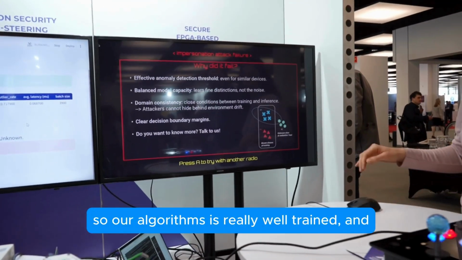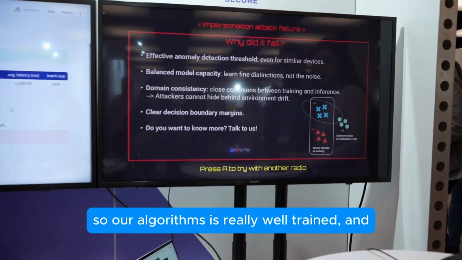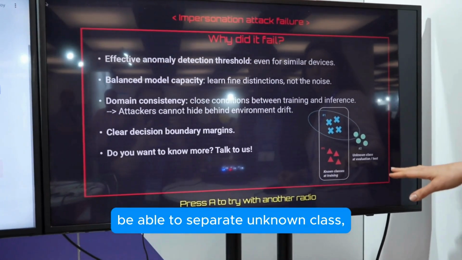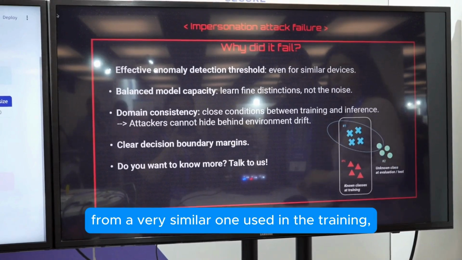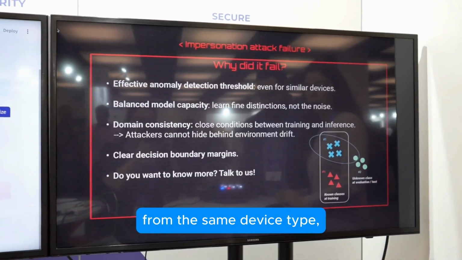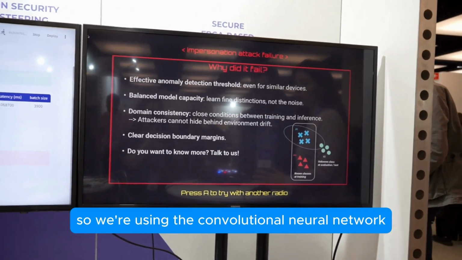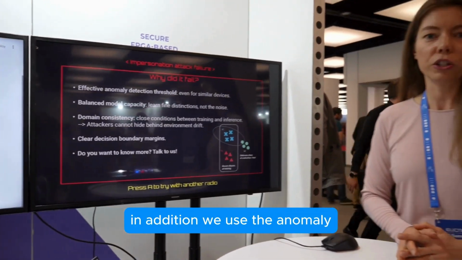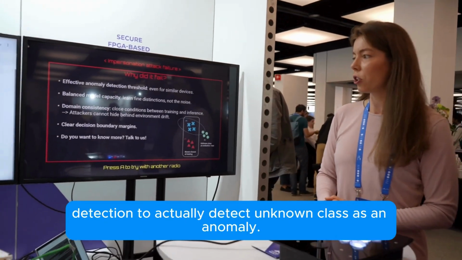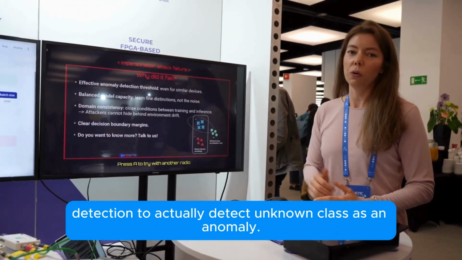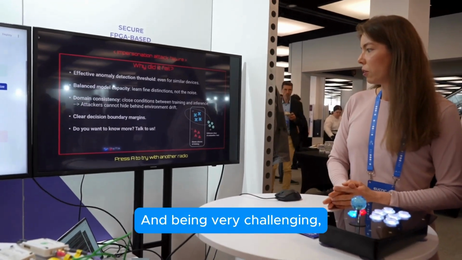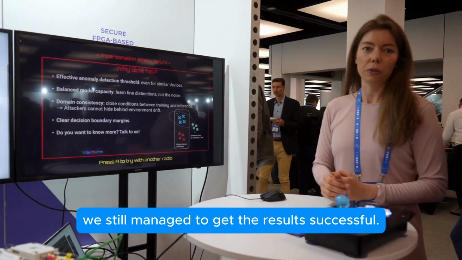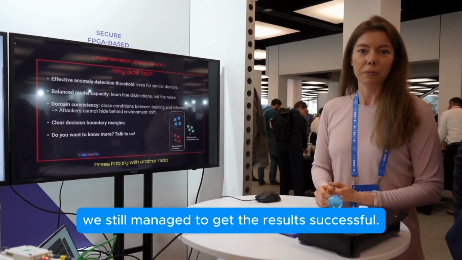So actually, the attack was not successful. Our algorithm was really well trained and was able to separate a known class from a very similar one used in the training from the same device type. We're using the convolutional neural network, and in addition we use anomaly detection to detect an unknown class as an anomaly. Being very challenging, we still managed to get the results successfully.